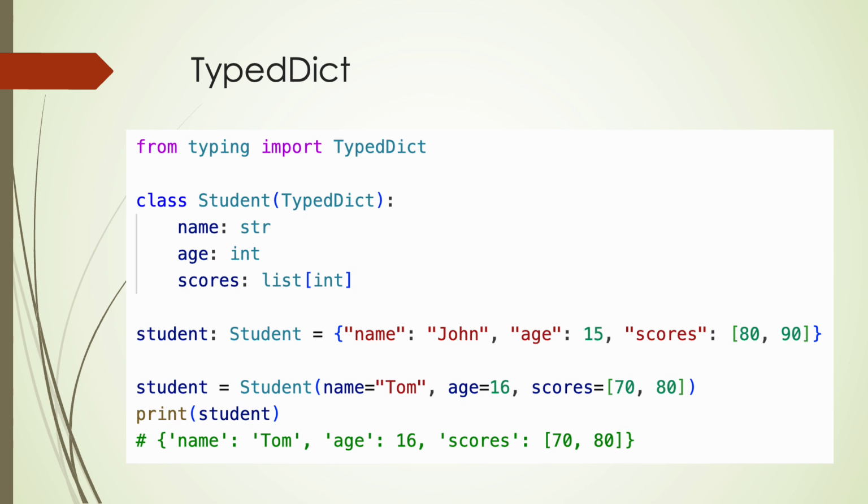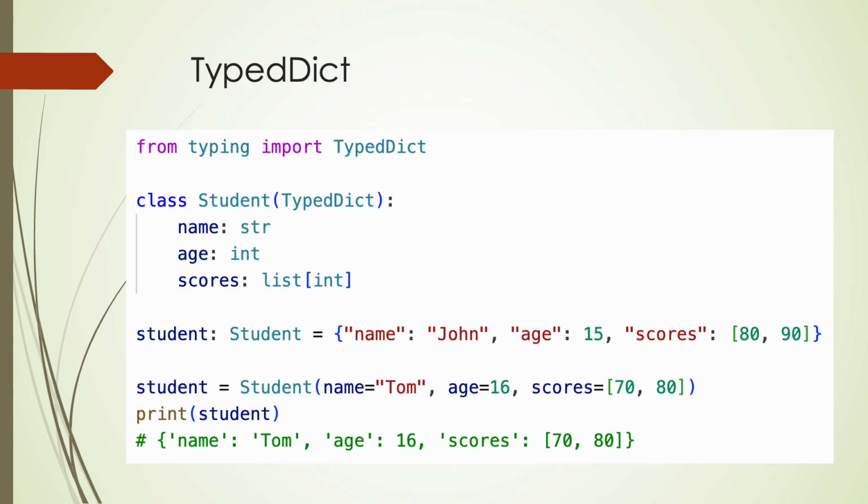Dictionary is a built-in data type in Python used to store key-value pairs. We can create a dictionary with curly brackets or with the dict function. If you don't add a type annotation for a dictionary, the values would have type Any. We can use the TypedDict class to create a custom type for a dictionary and define the data type for each key of the dictionary.